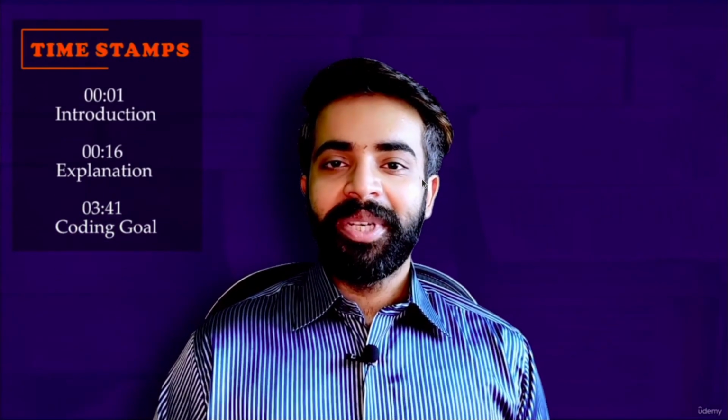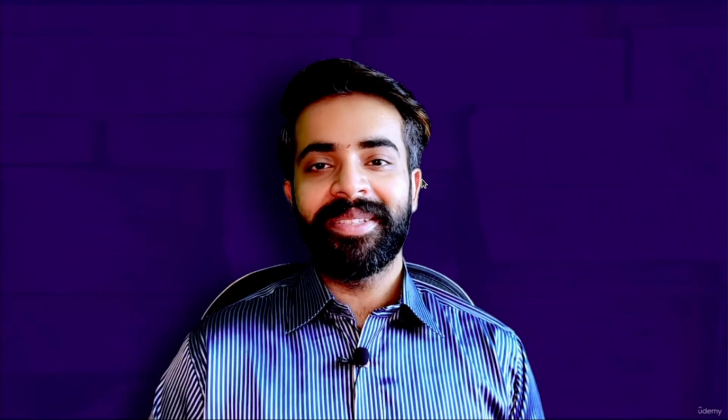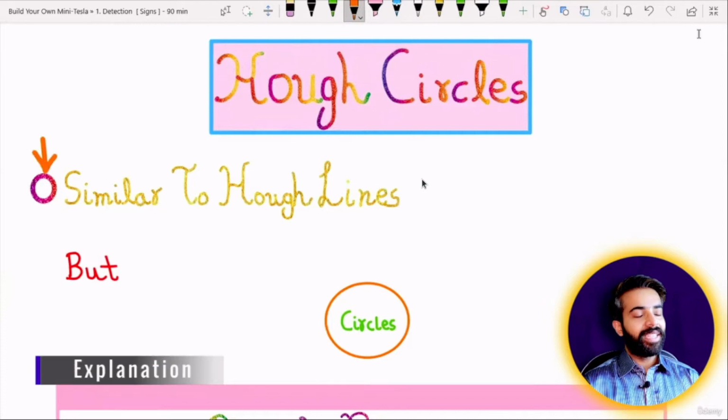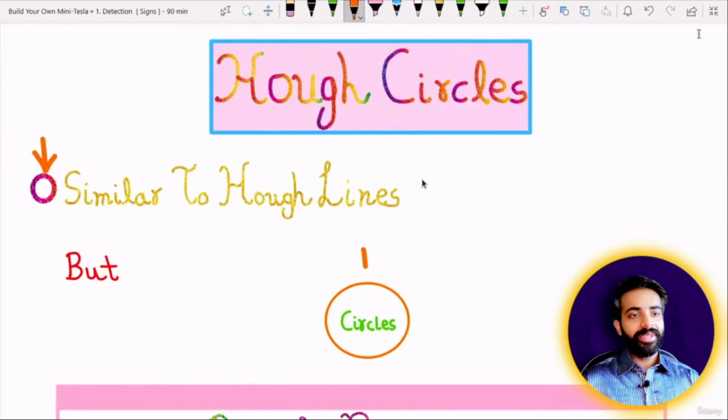Hello guys, so we were talking about the localization stage in the sign detection module, and we just went over the first approach of detecting the circles in an image. And now let's talk about the second approach, that is using the Hough circles to detect those circles. Now the Hough circles method is similar to the Hough lines process that we studied in the earlier stages of the course. But instead of detecting the lines in an image, this method is used to detect the circles.